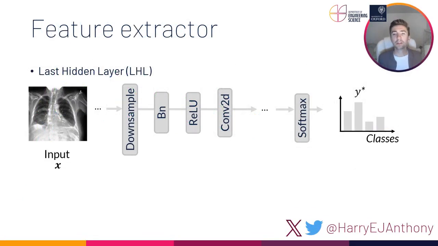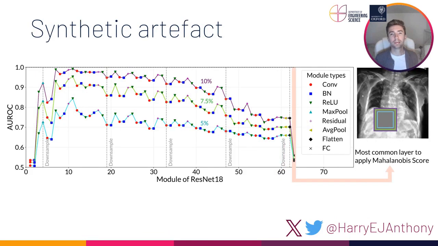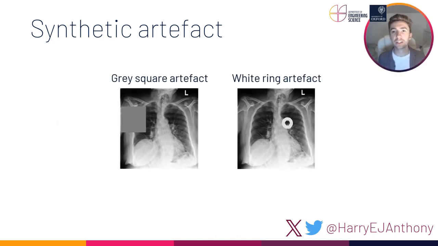The most common implementation of a Mahalanobis score is to apply the feature extractor on the last hidden layer of a neural network, as shown here. However, when looking at our results, we see that applying the Mahalanobis score on the last hidden layer is actually one of the worst possible AUC scores in the whole of the network, which again is the most common place to apply the Mahalanobis score. We hypothesize that the performance of this suboptimal configuration may be diverting the community's attention away from the potential of distance-based out-of-distribution detection methods.